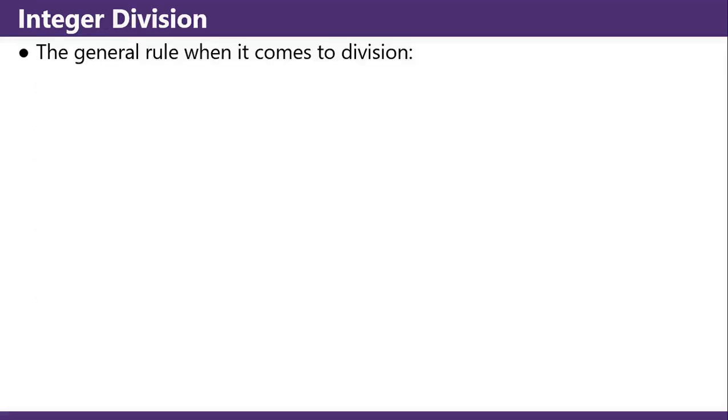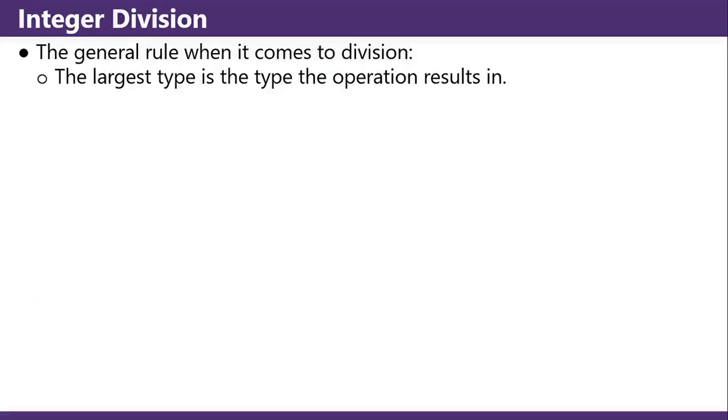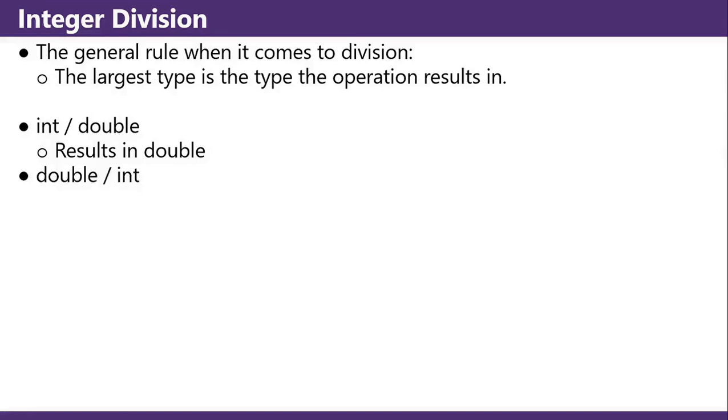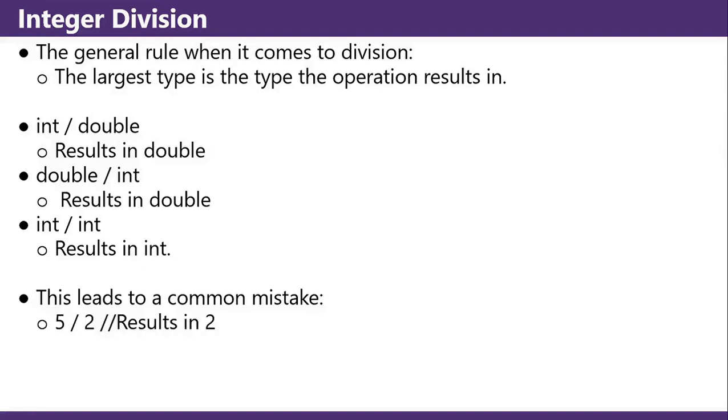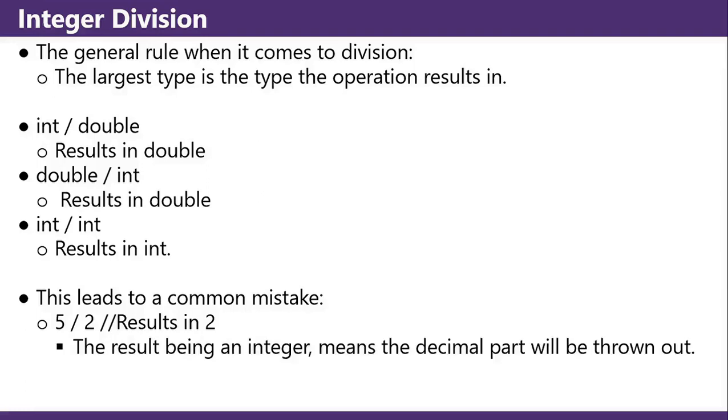Integer division. The general rule when it comes to division is that the largest type is the type the operation results in. Int divided by double results in double. Double divided by int results in double. Int divided by int results in int. This leads to a common mistake. 5 divided by 2 results in 2, as they're both ints. The result being an integer means the decimal part will be thrown out.